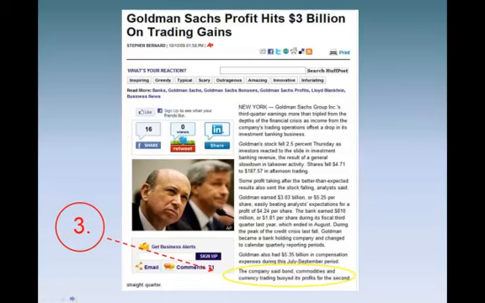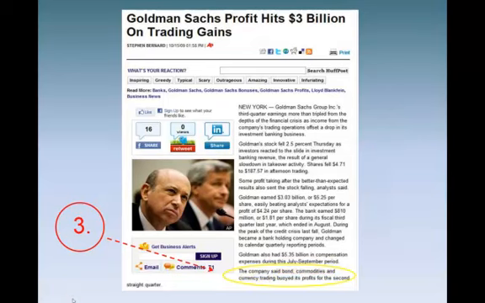The last point on this article that I want to share with you is the fact that these types of profits are not generated in any single equity or market. Take a look. The company said bond, commodities, and currency trading buoyed its profits for the second quarter. So look at the source of where this money is. It really isn't in any one specific market.